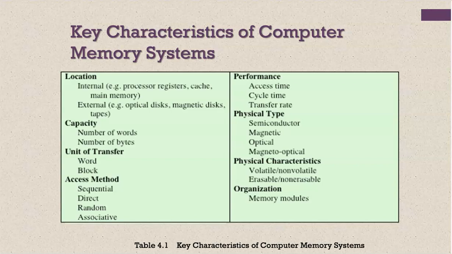And then in terms of performance, we can characterize the memory system in terms of its access time, or we can also call this latency, the cycle time, which is how much time it takes to execute from one cycle to the next, and then the transfer rate, which is 1 over the cycle time. And then we have examples of the physical type, and then we have the physical characteristics, which is volatile versus non-volatile. And then we will also talk about its organization, which is in the form of memory modules. We have seen this briefly in chapter 2, I believe. So in this chapter, we will dive deeper into that.